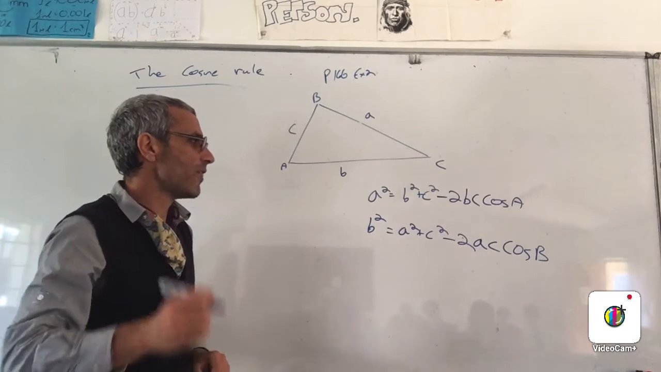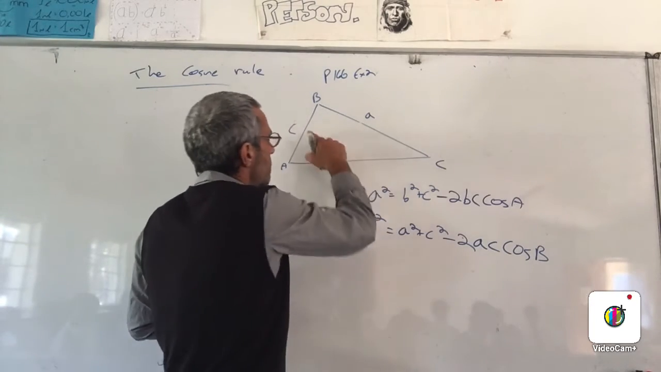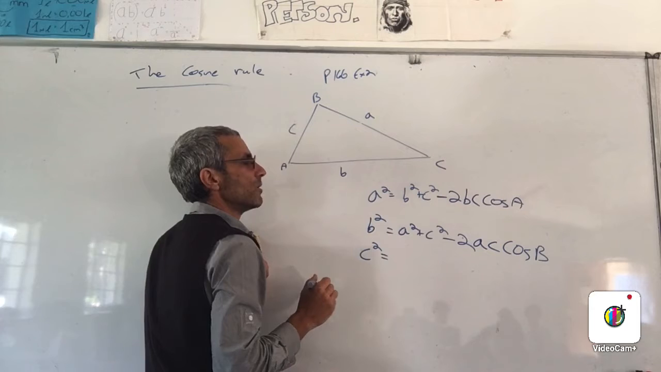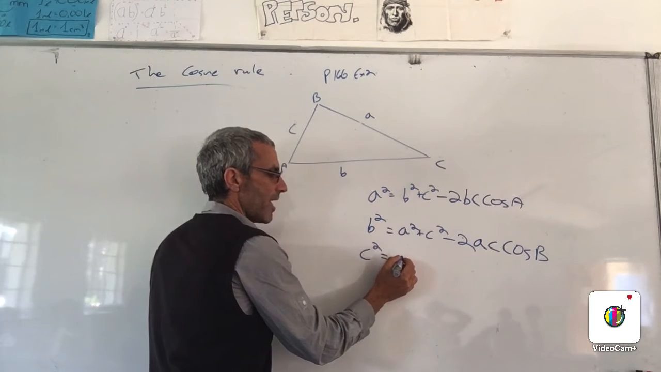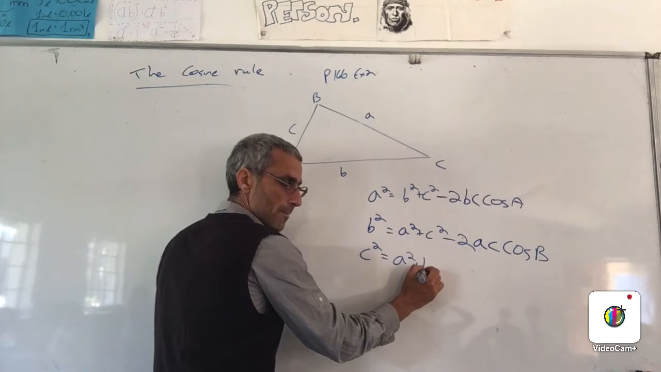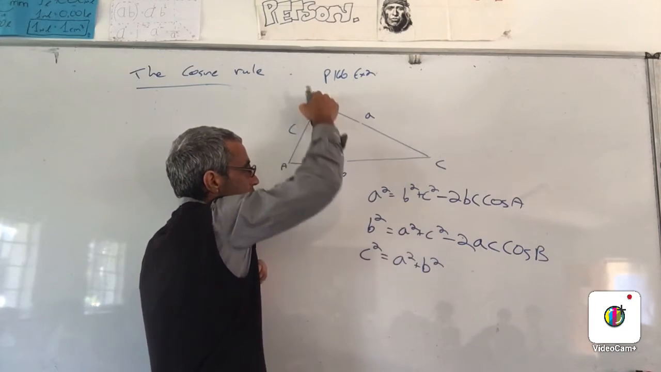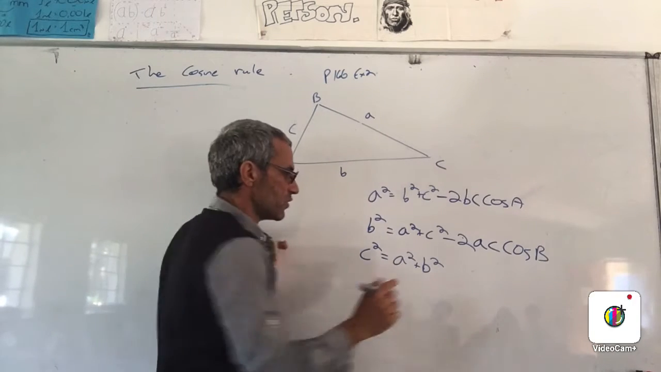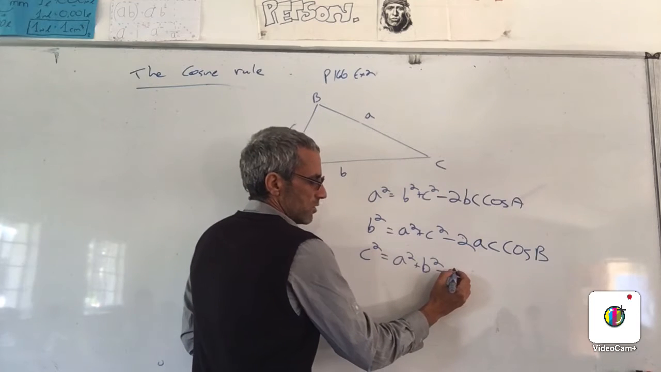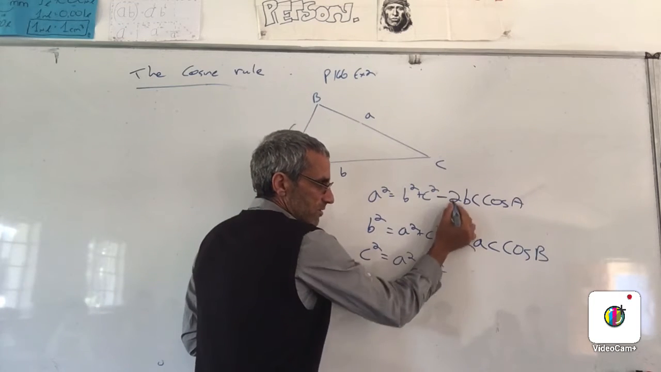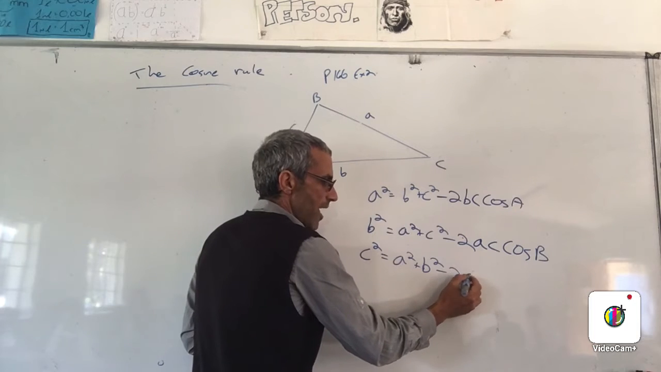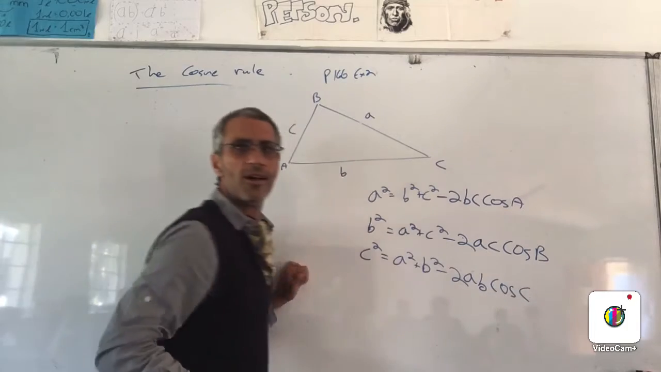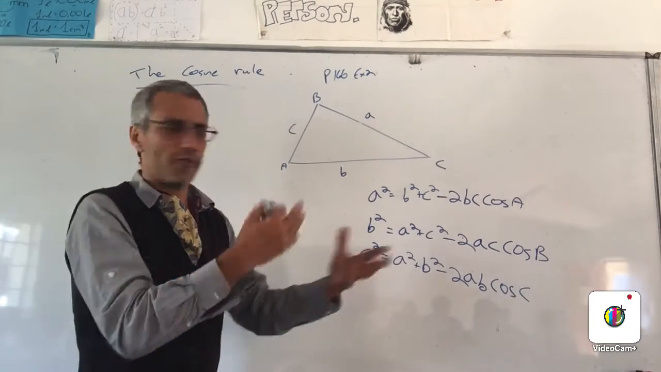And then we can do a final version for C. If I want to find out what C squared is, now you can maybe tell me. C squared is equal to what? A squared plus B squared. If it was a 90-degree triangle, we could stop here, but it's not. So we're going to have to do minus what? 2 AB times cosine C. Okay? So that's the three versions in this specific triangle.